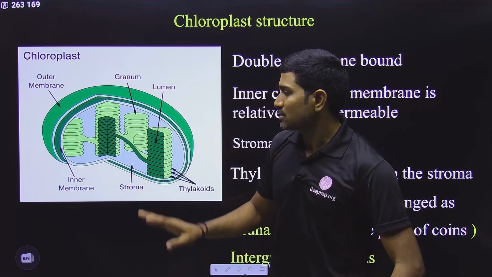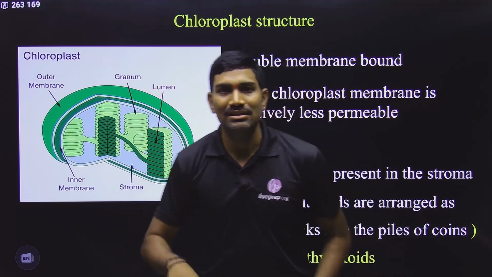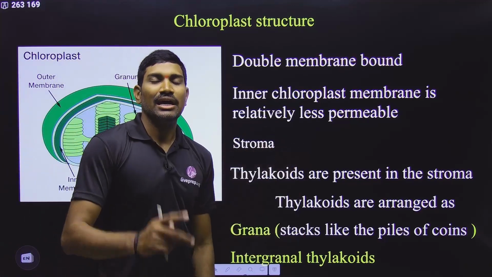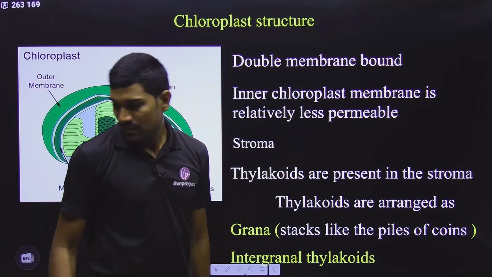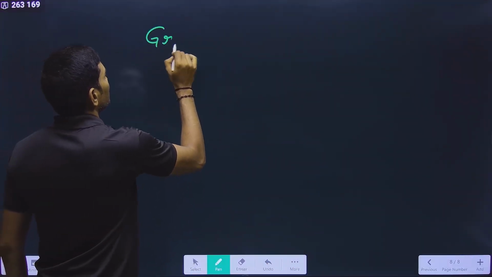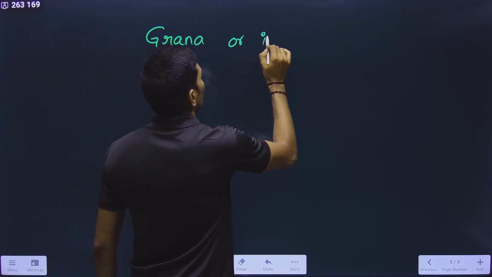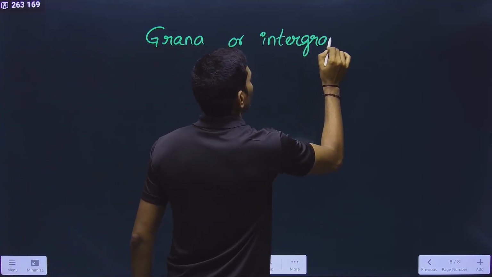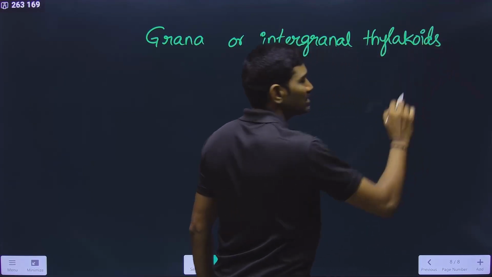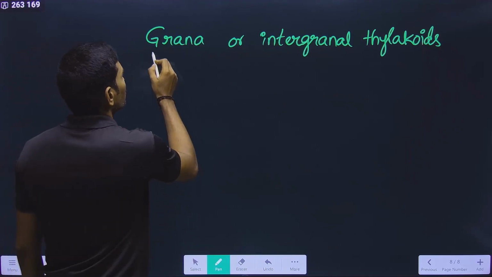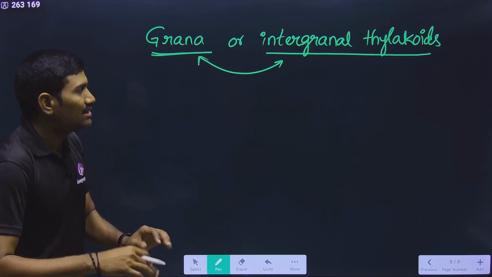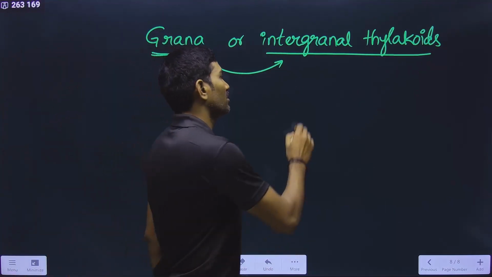Now along with all these things, there are some sac-like structures called thylakoids. And how are these thylakoids present? Thylakoids are present in two forms. Now I'd better write this because many students make mistakes here. Thylakoids are present as grana or intergranal thylakoids. Many students make mistakes here, so that's why I am giving more explanation. Many students think that grana and intergranal thylakoids are alternative names. They think that grana are also called intergranal thylakoids, but this is a wrong concept.